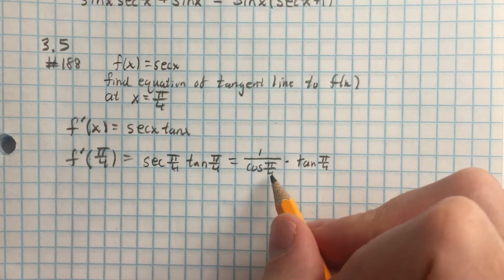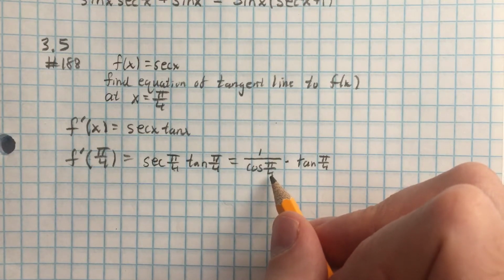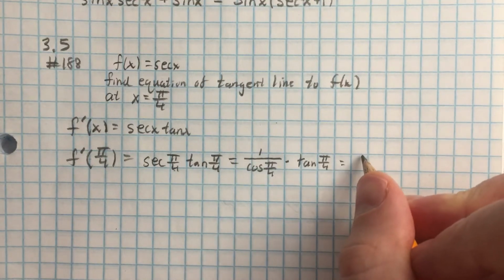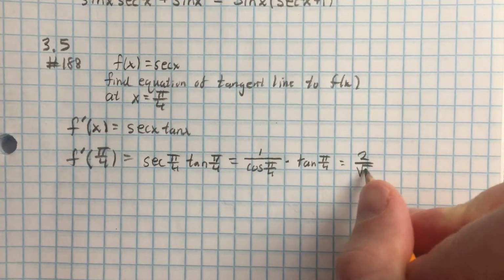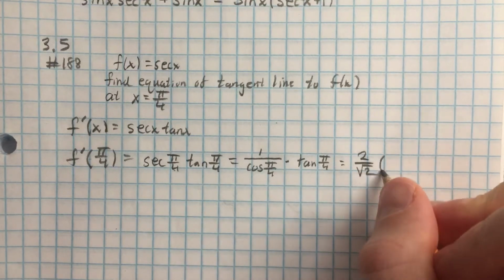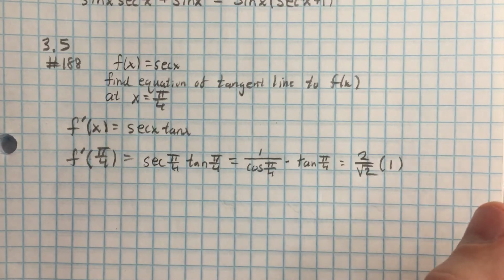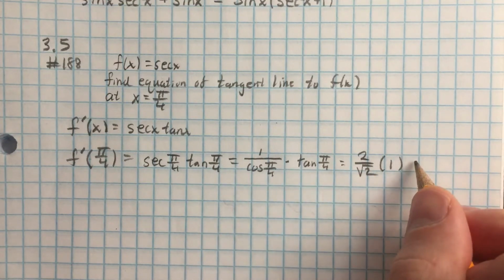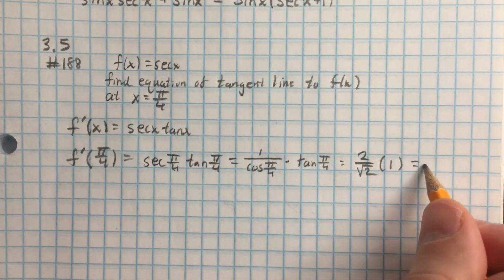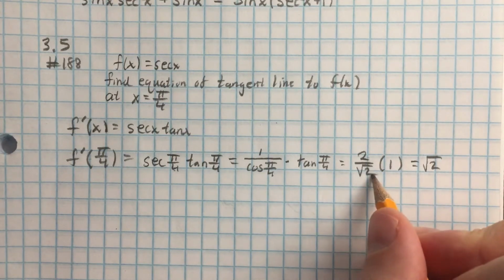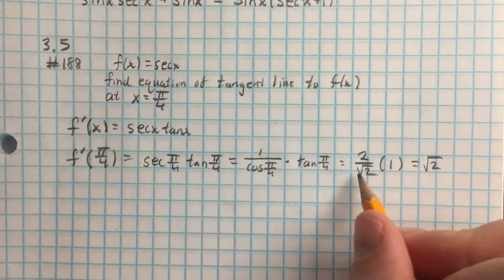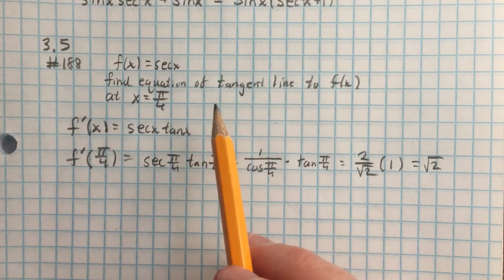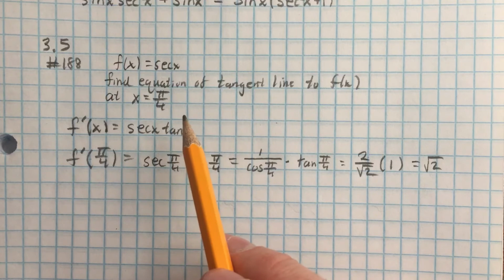Okay, so cos pi on 4 is of course the memorized fact at root 2 on 2. So therefore the reciprocal of that will be 2 on root 2. And tan of pi on 4 is 1. Again, another memorized fact from basic trigonometry. So this is nothing other than root 2. Right? 2 on root 2 is, of course, just root 2 itself, and 1 does nothing to this product. So we now have the slope of the tangent line at x equals pi on 4.